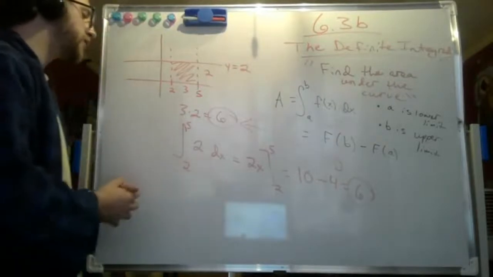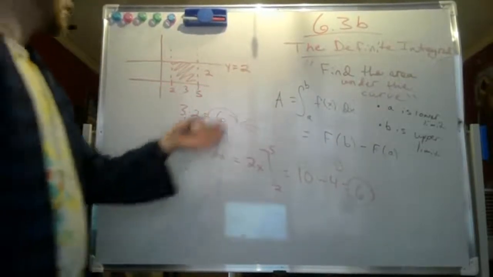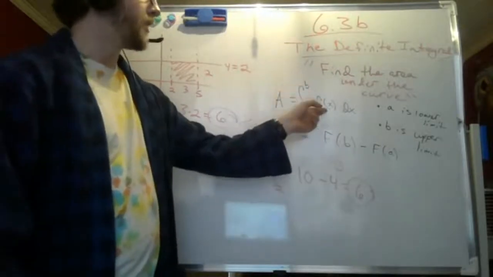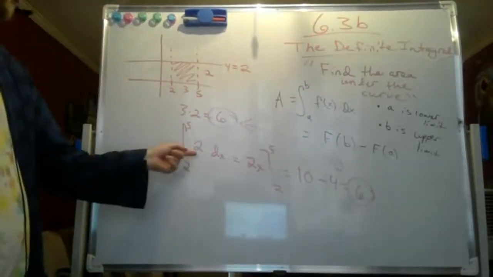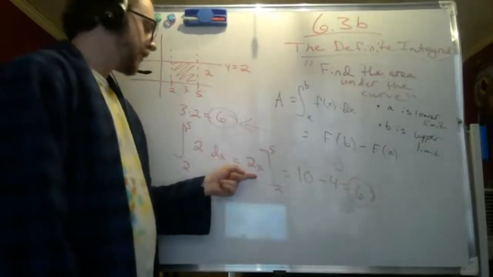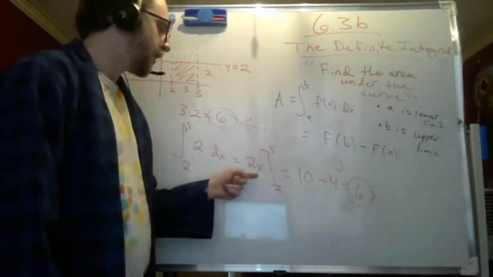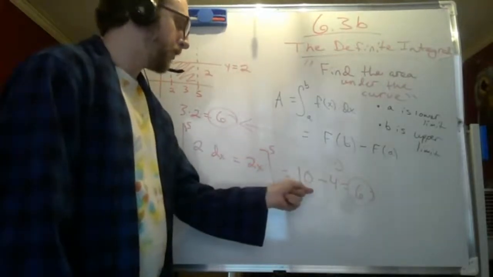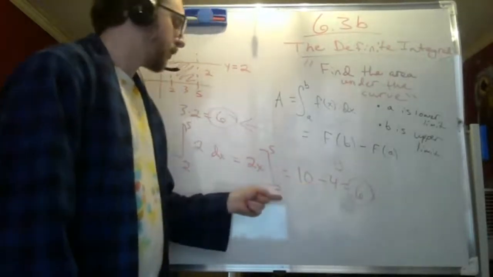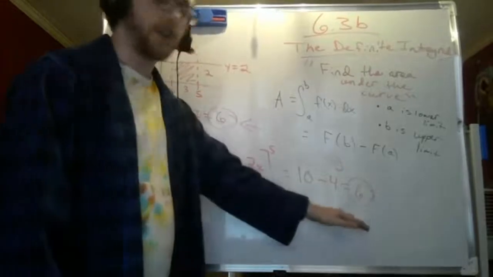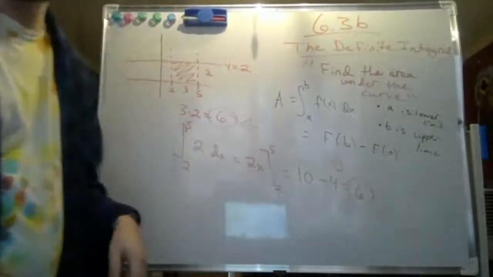The long and short of it is just that when you're trying to find the area under a curve, you integrate from a to b for your f of x. When you find your antiderivative, you're going to have your bounds, your lower bound, your upper bound. You'll plug in your upper bound and then subtract what you get when you plug in your lower bound. And that's it. That'll give you your area every time. That's the formula you're going to use here.